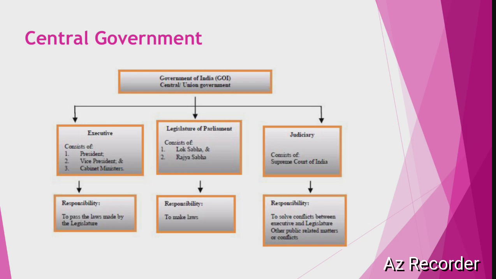Next, central government. The Government of India, Bharat Sarkar, is also known as the union government or central government. It consists of 28 states and 8 union territories. Under the constitution, there are three main and primary branches of government: the legislative, the executive, and the judiciary. The executive consists of the president, vice president, and cabinet ministers. Legislature consists of Lok Sabha and Rajya Sabha. Judiciary consists of the Supreme Court of India.